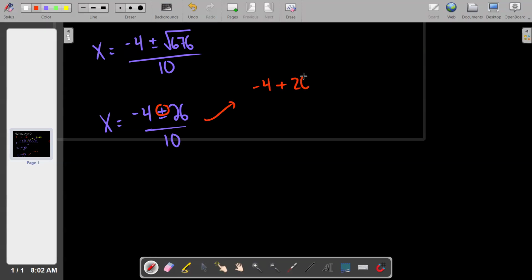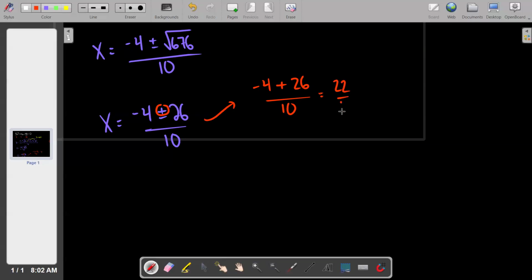plus 26 over 10. And the rule with math, when you hear people say the word simplify, all mathematicians are trying to get you to do is just keep doing math until you run out of math to do. That's all the word has ever meant. Simplify, do math. And there's more math I can do. Like on top, what's negative 4 plus 26?